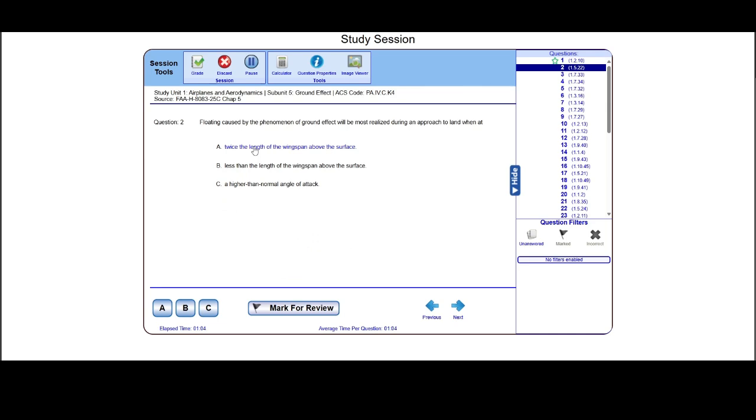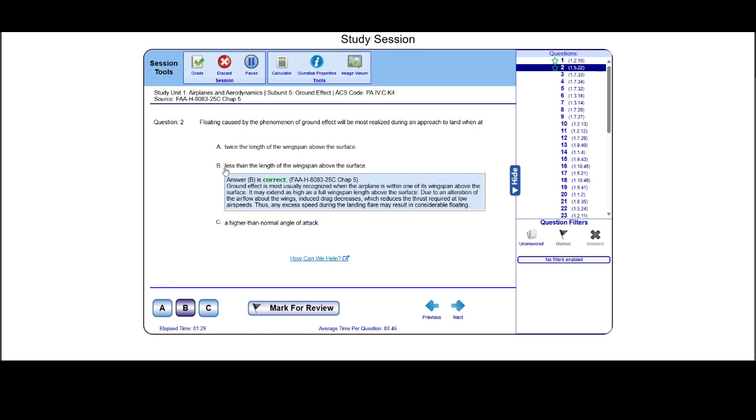Floating is caused by the phenomenon of ground effect, which will be most realized in approach. This floating effect will happen when your wingspan has a short distance from the runway surface. So the answer will be B, because when you have a smaller wing height compared to the surface, the airflow below the wing will counteract with the ground, which pushes the air up against the wing, which causes floating.